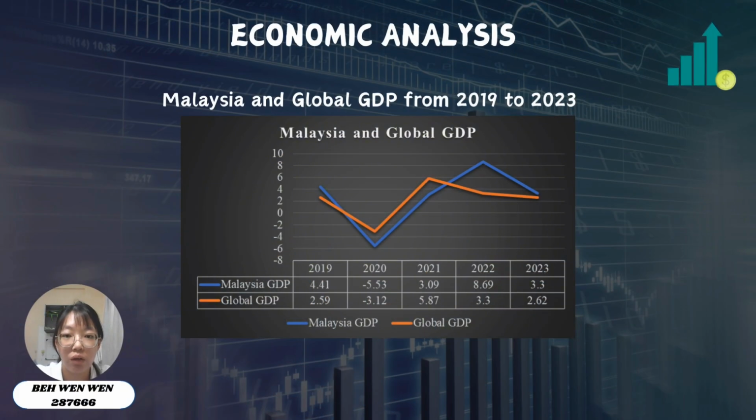Next, we are going to 2.0 economy analysis. Based on the graph, it shows Malaysia's gross domestic product and global domestic product. It shows that the GDP of Malaysia decreased from 2019 to 2020 caused by the economic slump during the COVID-19 pandemic. The GDP of Malaysia for the following years increased until 2022 and reached 8.69%. Global GDP also increased from 2020 to 2021. Overall, the GDP of Malaysia and the world is growing and business activity is increasing.